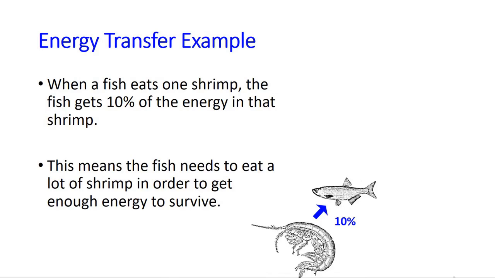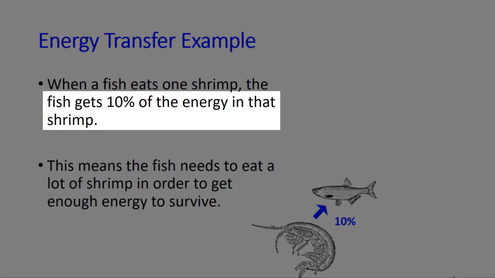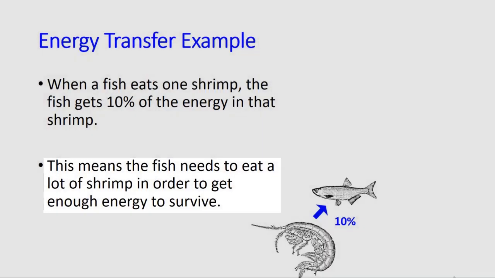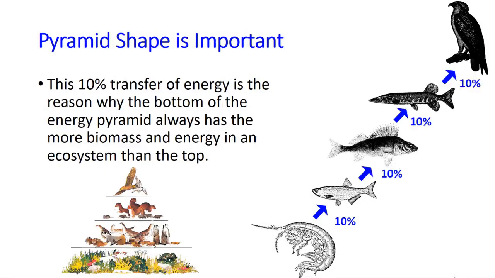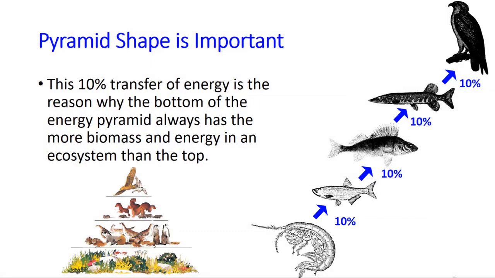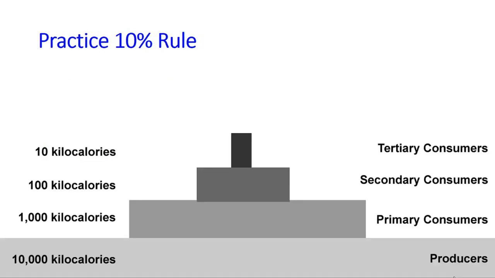So what's really important is basically every time something is eaten, you only get 10% of the energy from it. That means you need to eat a lot more of something because you're only getting 10% of the energy. And if you look far up the energy pyramid, there's going to be a lot less organisms, or a lot less biomass, at the very top. Why? Because 10% of the energy is transferred, 90% is lost as heat.